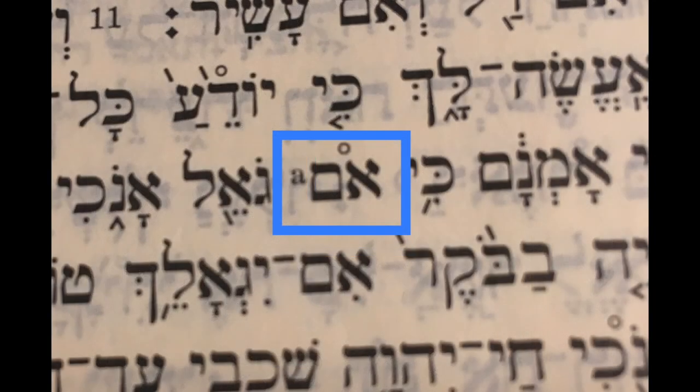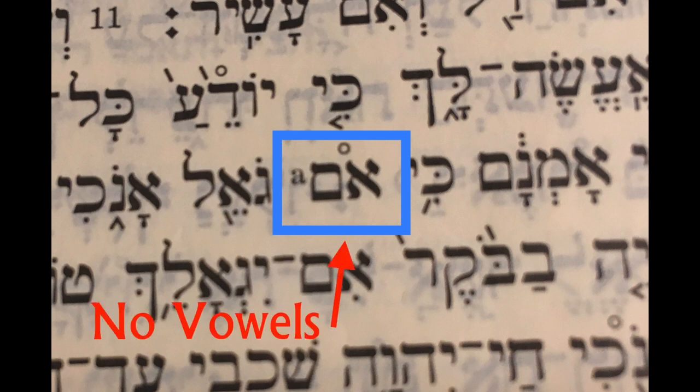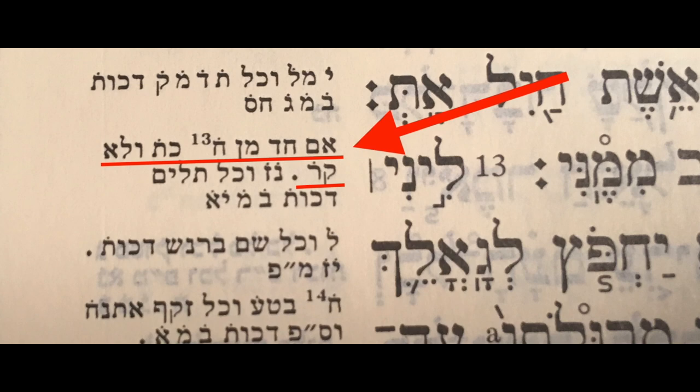The second example is just the opposite. It has the consonants here, Aleph Mem, but it does not have the vowels. So I don't know how to pronounce this. Is this im? Is this am? Is this aim? Is it something else? So what I do is I look at the side and it says im, this word, is chad min chet ktiv velo kri. This is one of 8 cases where we have a word that is written, but you do not read it.